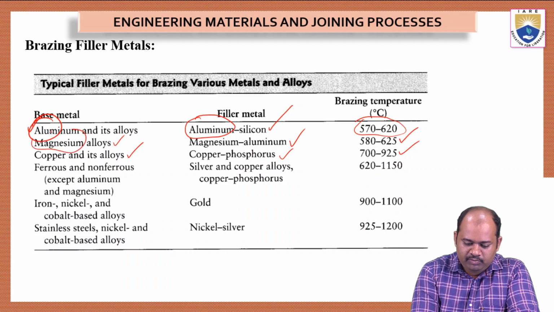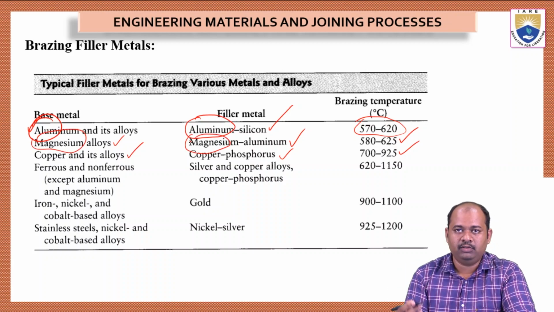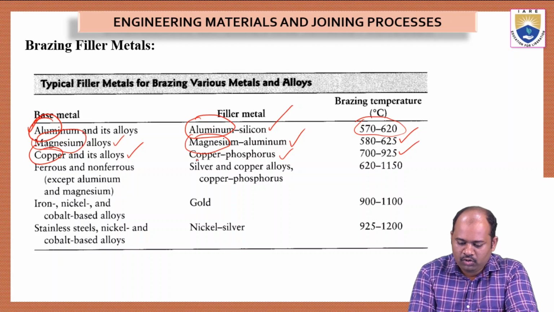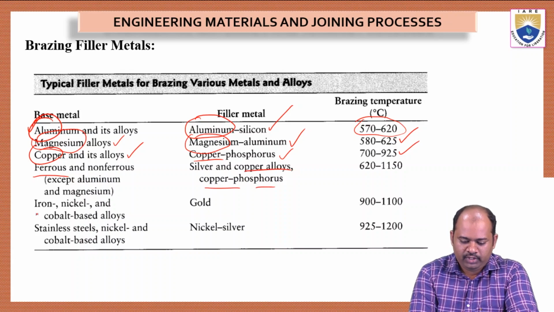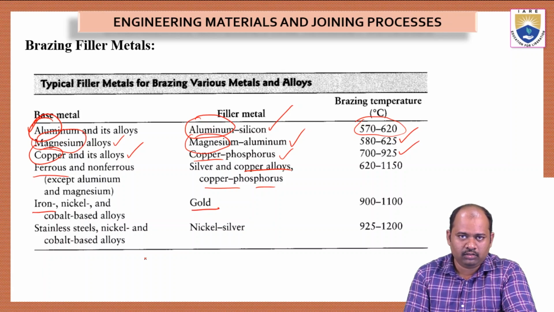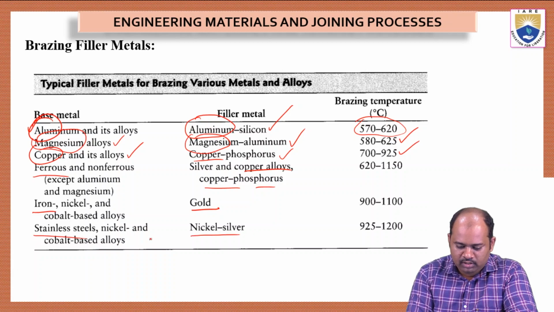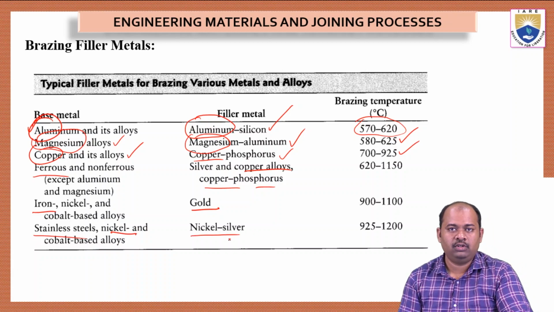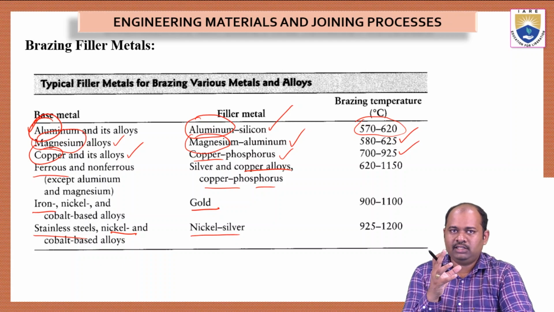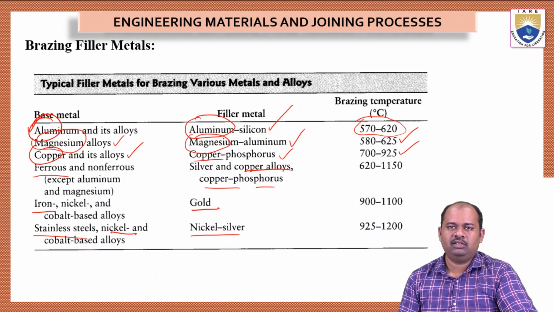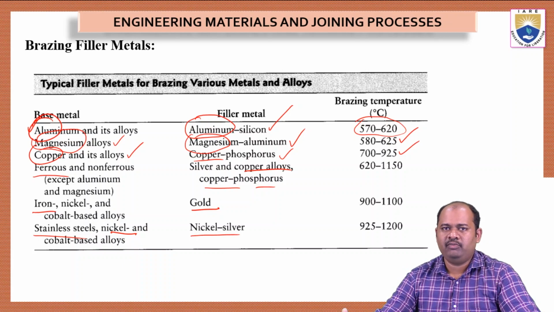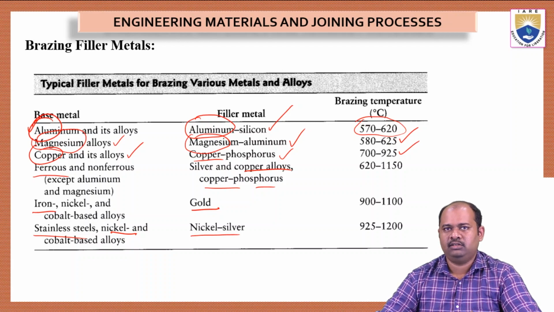If the base metal contains magnesium, we should go for magnesium aluminum. If it contains copper, we should go for copper phosphorus. If it contains ferrous, iron related, we should go for copper based or phosphorus alloys. If it contains iron, we should go for nickel, or gold. If it contains stainless steel, nickel silver can be used. So if the base metal is iron, we should braze with the same material, maybe combined with some other metal so that it improves the properties.